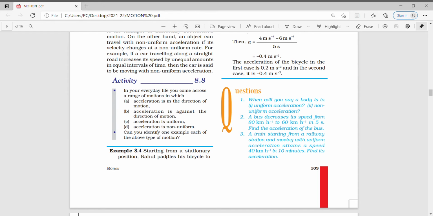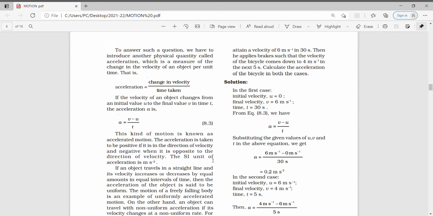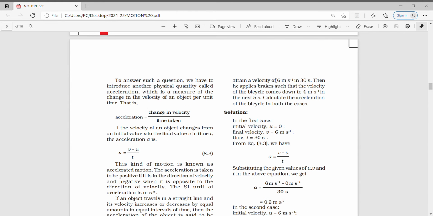Starting from a stationary position, Rahul paddles his bicycle and attains a velocity of 6 meter per second in 30 seconds. Then he applies brakes such that the velocity of the bicycle comes down to 4 meter per second in the next 5 seconds. Calculate the acceleration of the bicycle in both the cases.